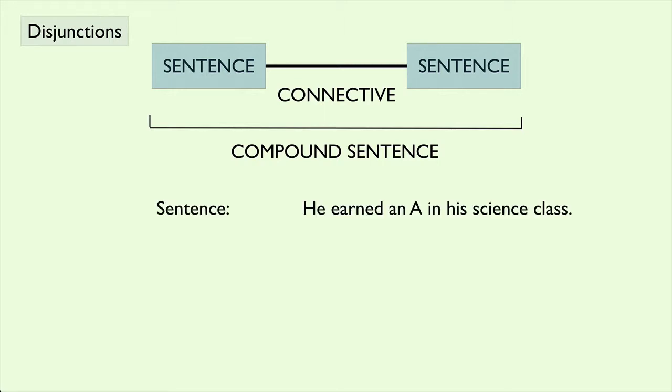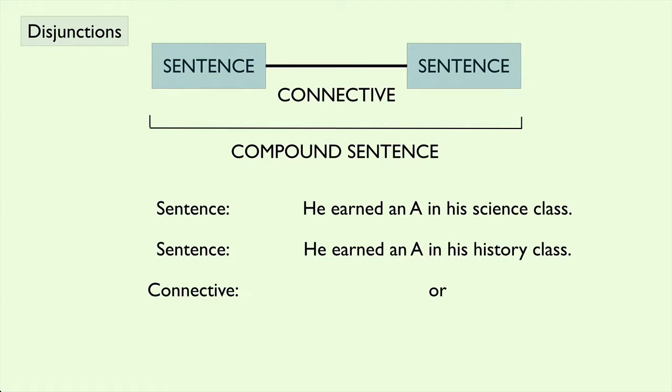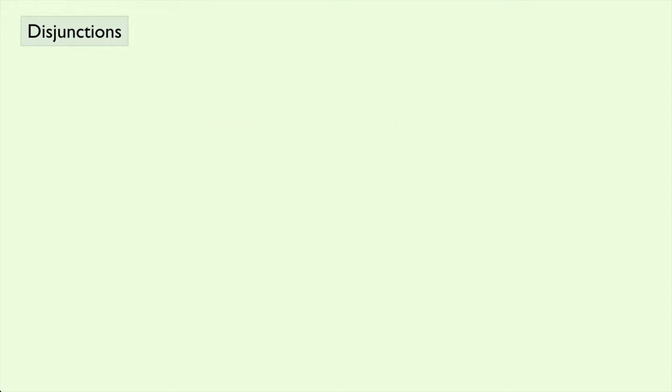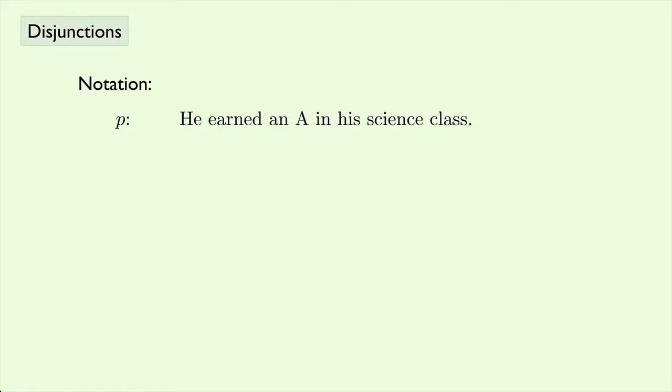Suppose sentence 1 is, he earned an A in his science class. And sentence 2 is, he earned an A in his history class. The connective is or, and the compound sentence would be, he earned an A in his science class, or he earned an A in his history class. The notation we're going to use is P would represent he earned an A in his science class. That would be the first sentence. Q would be he earned an A in his history class. That's the second sentence. And then we're going to use this symbol right here.